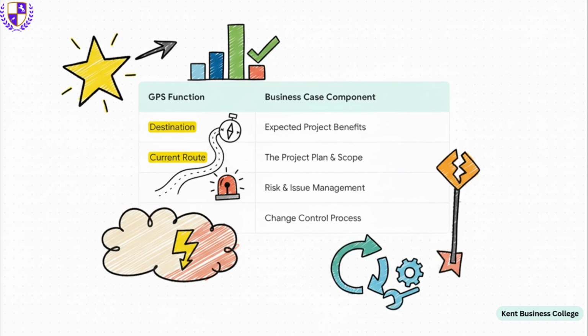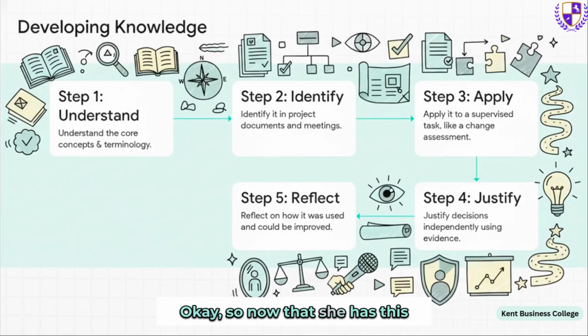Okay, so now that she has this GPS idea in her head, Jody has a super clear 5-step path to build her K10 skills. And honestly, this is the exact blueprint you can follow. First, you understand it. Then you learn to identify it in the wild. You apply it to a real task, justify your decisions using it, and finally, you reflect on what you did.